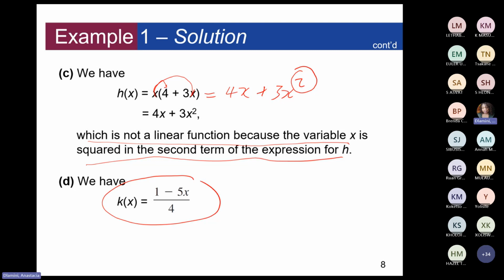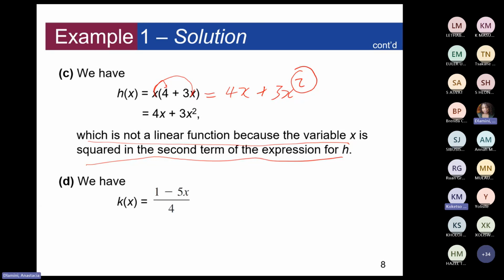We're looking at number D. Is number D a linear function or not, guys? No, ma'am. It's a linear function. It's a linear function. But I'm hearing no. It's not. Why is it not? It is a linear function.